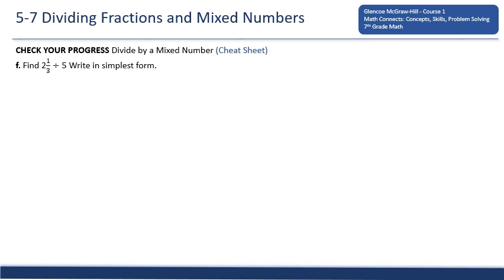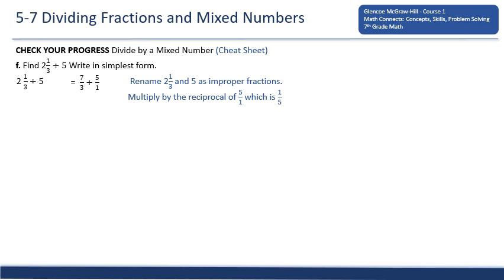Check your progress. Divide by a mixed number. So we have 2 1/3 divided by 5. So we're actually dividing by a whole number, but we're dividing a mixed number by a whole number. So we have to convert both of those into improper fractions. So 2 1/3 becomes 7/3 because 2 times 3 is 6, plus 1 is 7. And then to turn the whole number 5 into an improper fraction, all we have to do is put it over 1. Now we need to multiply by the reciprocal of 5/1, which is 1/5. So 7/3 times 1/5. And then we can multiply, because there's nothing here we can simplify. So we get 7/15, and that is in its reduced form.